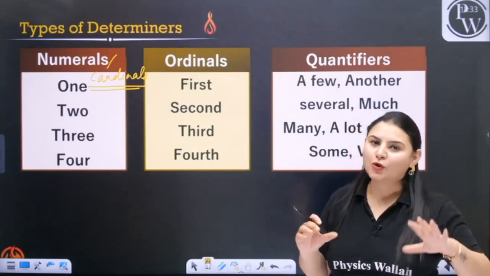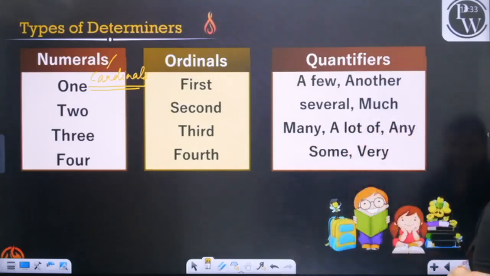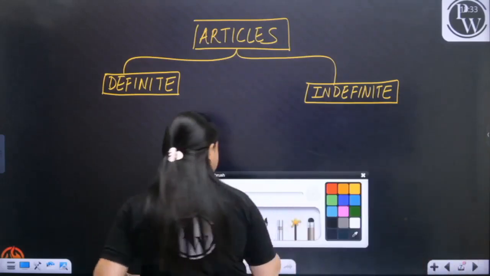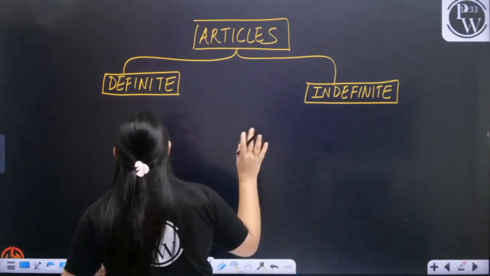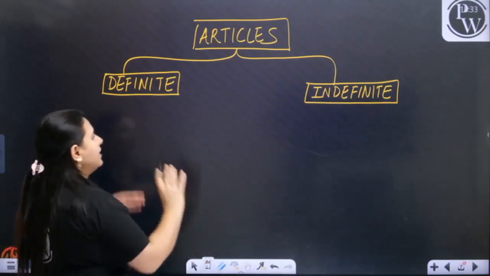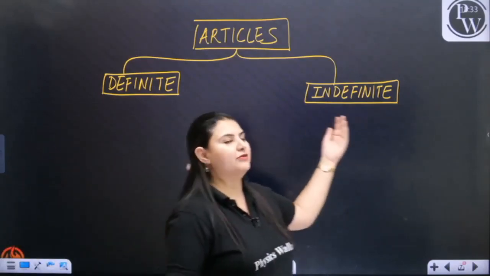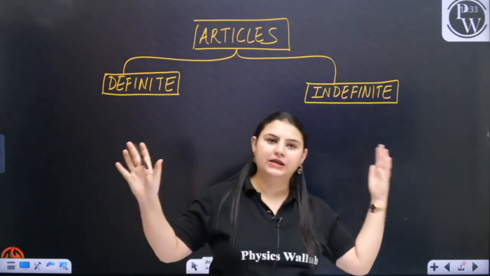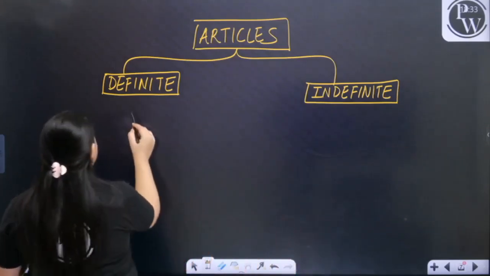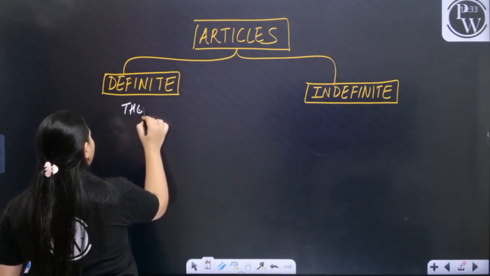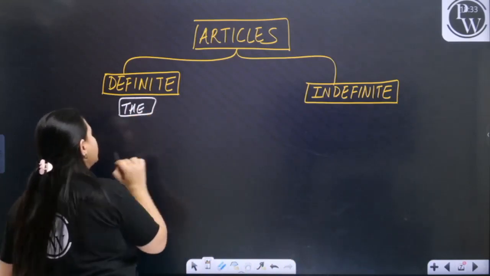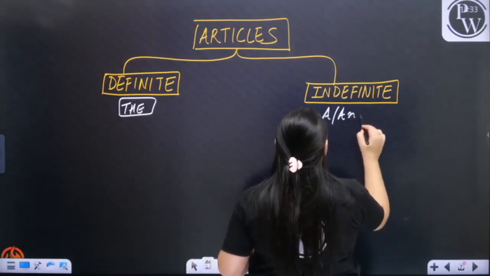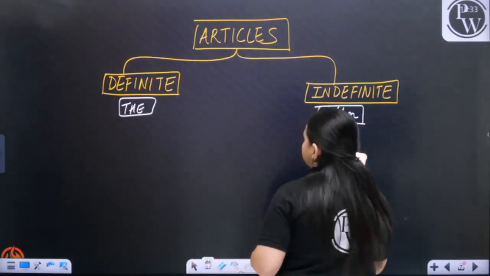So, today we are going to learn all of these. Now, let's start with articles. What are articles? Articles are a, an, and the. What is a definite article and what are indefinite articles? Articles can be classified into two parts, definite and indefinite. Definite is the. When we use the, it is a definite article, whereas a and an are indefinite articles.